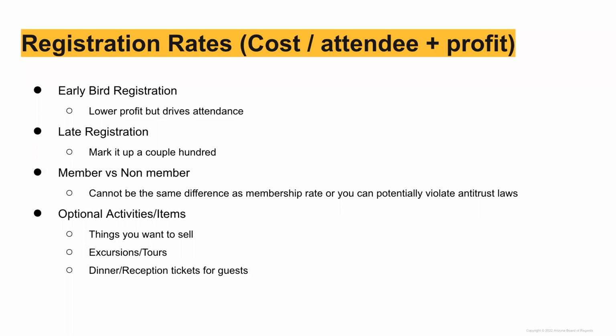If you are an association, you can have a member versus non-member rate. So normally non-members pay more than what a member would pay. But the big thing is the rate difference cannot be the same as what you would charge in membership. So for example, if the cost for a member is $500 and the cost for a non-member is $1,000, that membership rate can't be $500 to join the organization and you get that discount, because then you get to potentially violating antitrust laws. Normally you just want to charge them a little bit more that will make them say, okay, maybe I should join the organization.